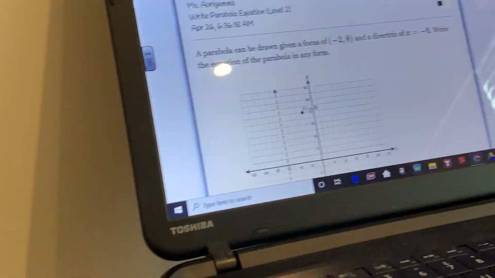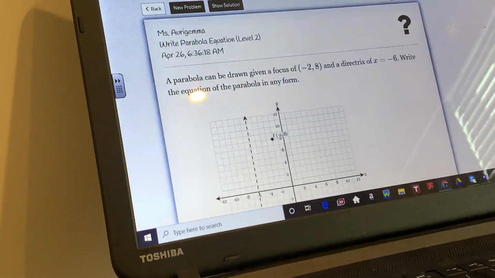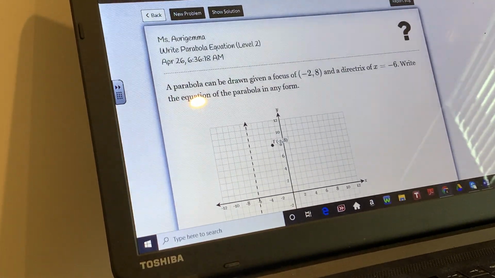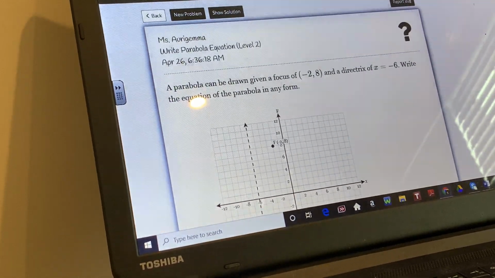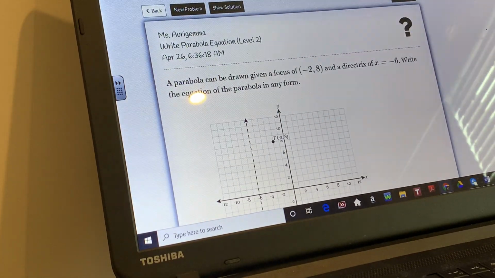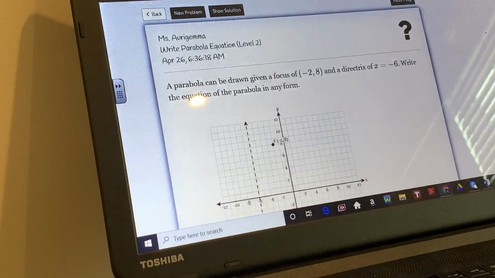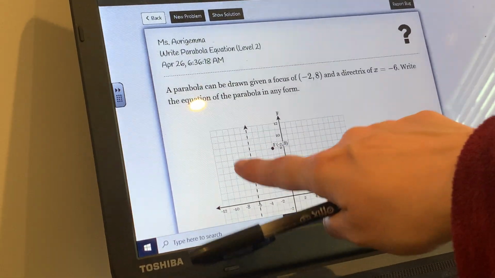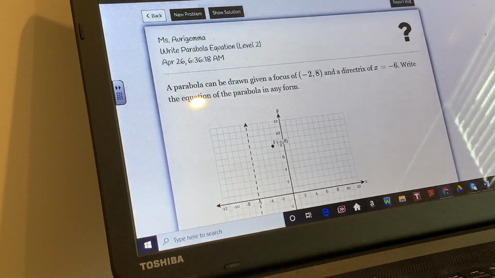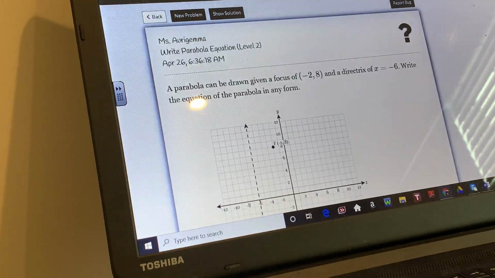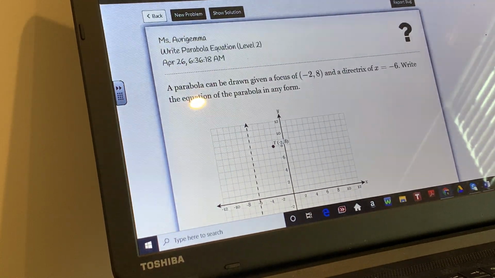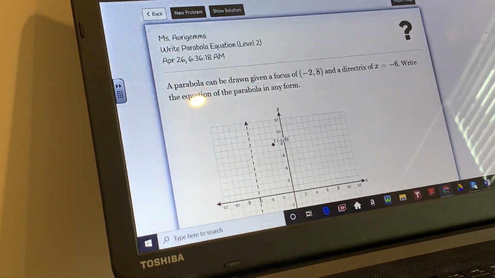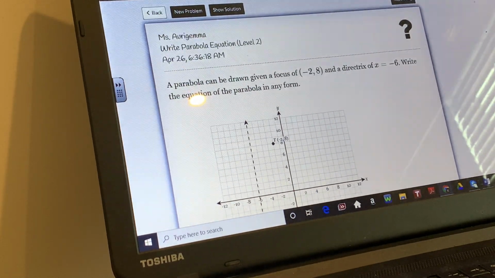So, over here on the computer, I have an example. And what they're asking us to do is take this picture that has a parabola with the focus of (-2, 8) and the directrix of x equals -6, focus and directrix, and they want you to write the equation of the parabola in any form. So we're going to focus on the forms that we just were learning. This is similar to the problems that we had last week.